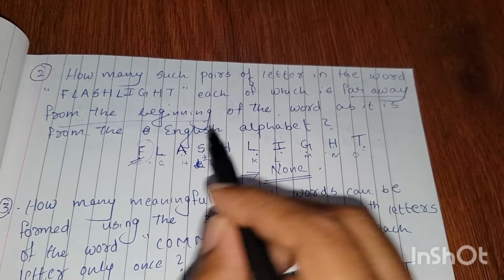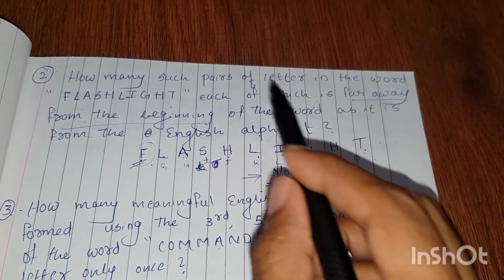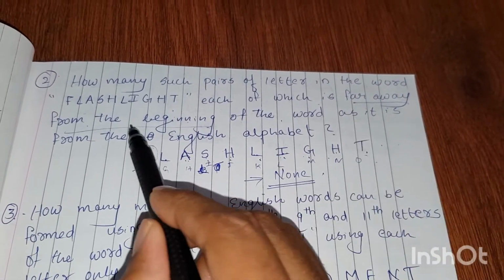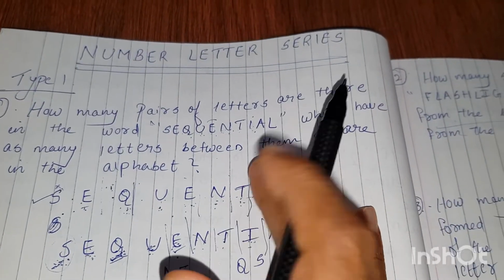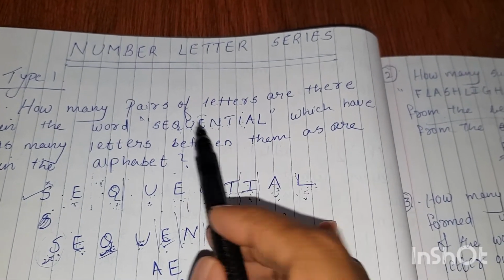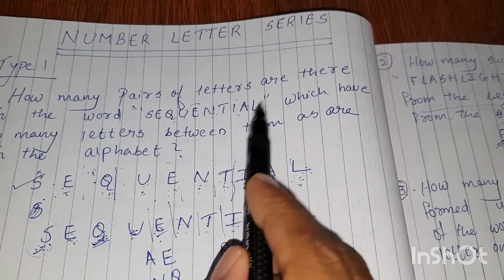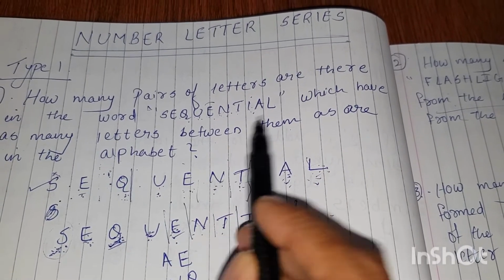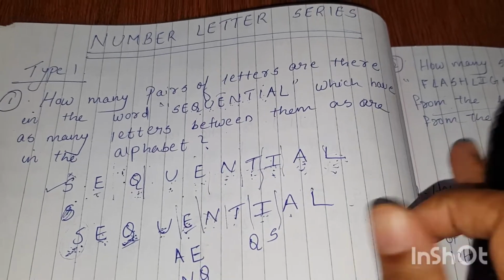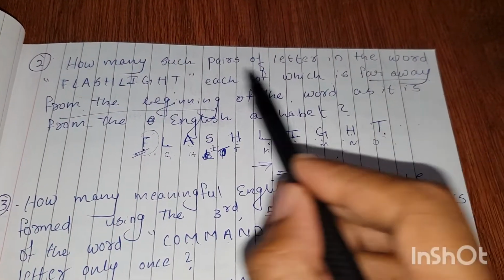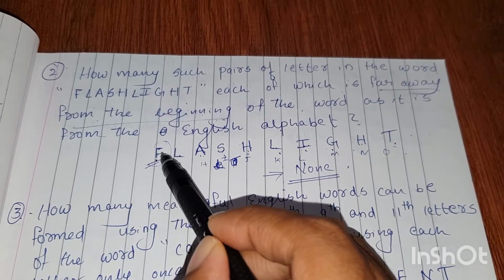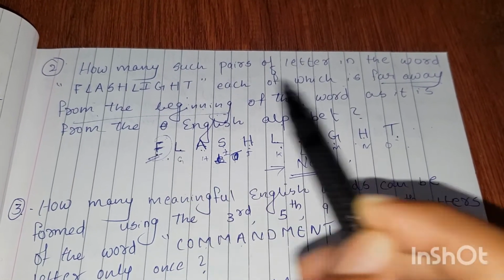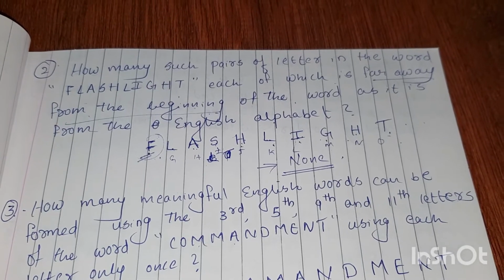Here you have to look from the beginning only. The question is like that: each of which is far away from the beginning of the word. So you have to look only once. But in the last question, they have not written far away from the beginning. They have just written, are there in the word sequential letters which have as many letters between them as are in the English alphabet. But here the question is each of which is far away from the beginning. So you have to check it only once, that too from the beginning only. Understood? So none is the answer.